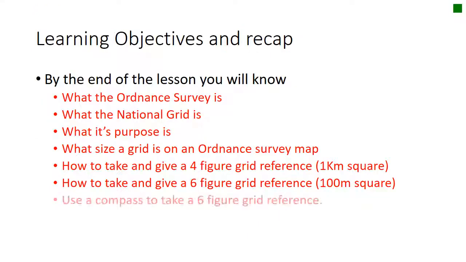So we have finally then covered how to use the compass and the compass's roller to take a 6-figure grid reference. So now you have enough information to be able to use your map and compass to identify either your current location or identify a location on the map to within a 100 meter by 100 meter square. Hopefully you've enjoyed this and you found it straightforward. Any questions, ask me in class, and I look forward to helping you learn to do this out in the wild.